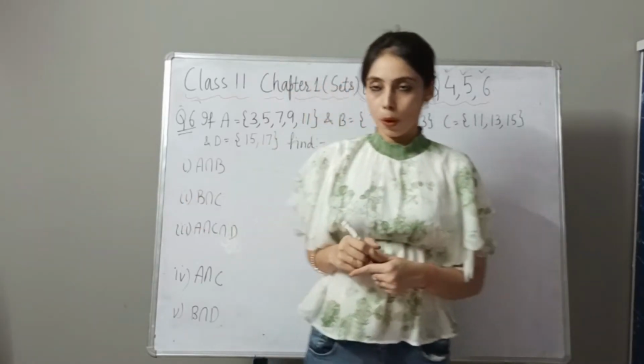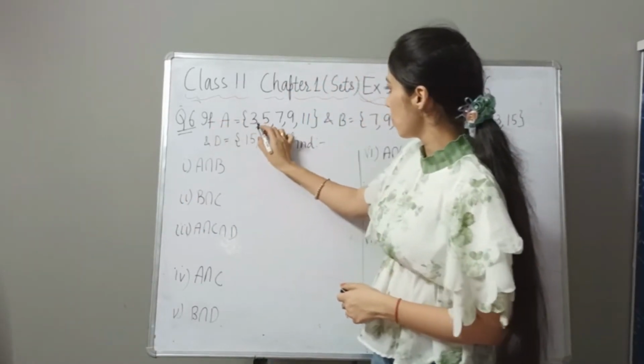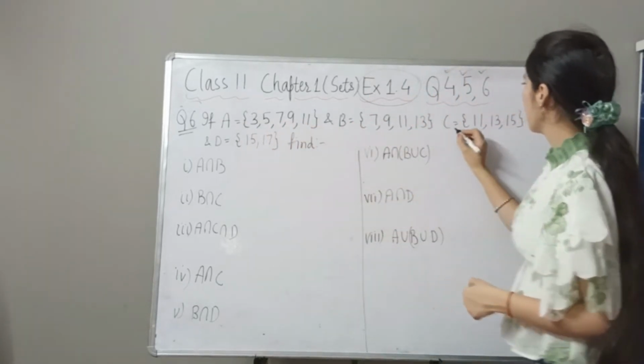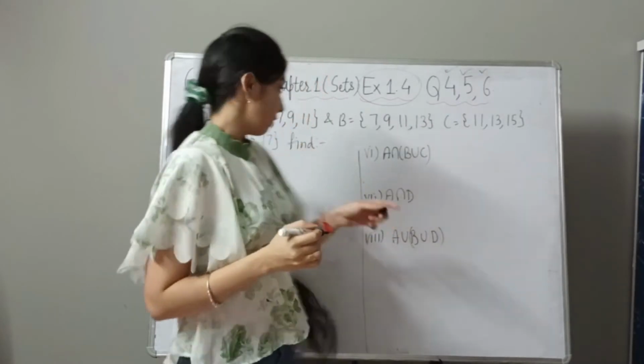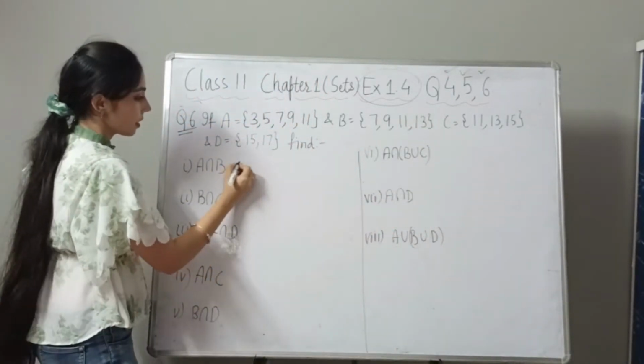Now let's discuss question number 6, which is if A is equal to this, B is equal to this, C is equal to this and D is this. We have 4 sets given. We have to find A intersection B.